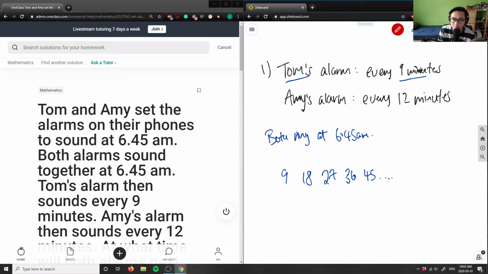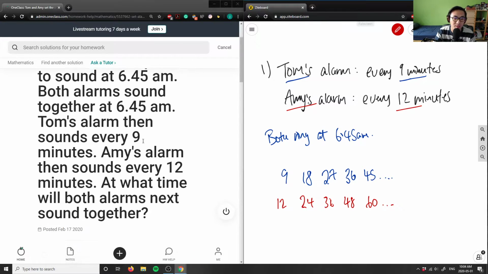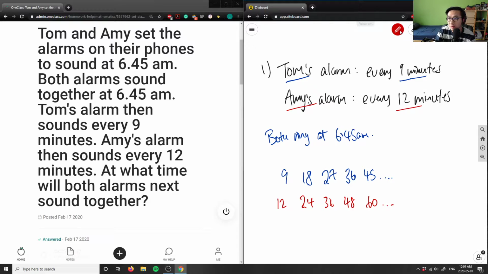And then for Amy's alarm, it rings every 12 minutes, right? So the first time it's going to ring is at 12, then 12 plus 12 is 24, 36, 48, then 60, and so on and so forth. They're asking us at what time both alarms will sound together, so I'm looking at which numbers from Tom's set and Amy's set are the same. As you can see, 36 is the common number here.